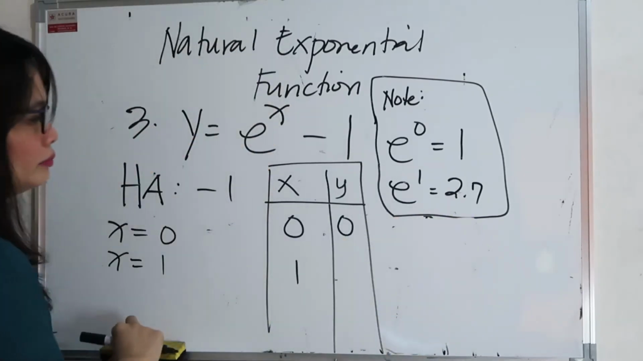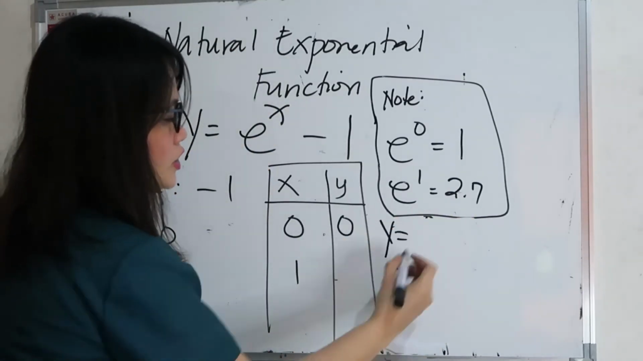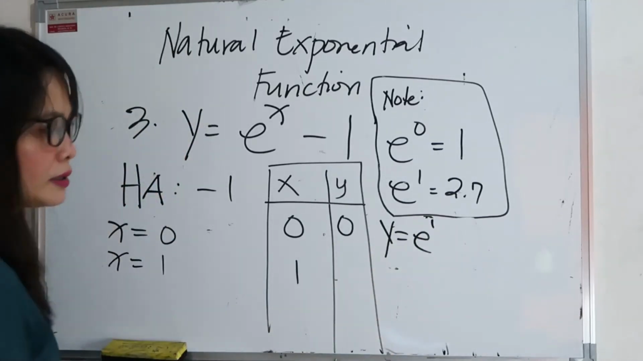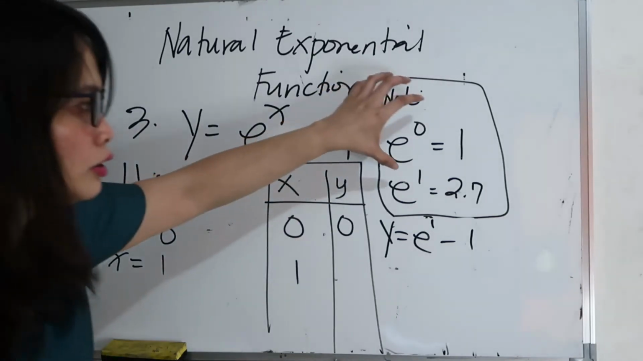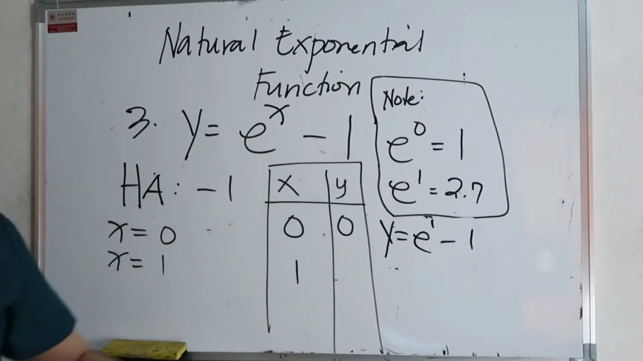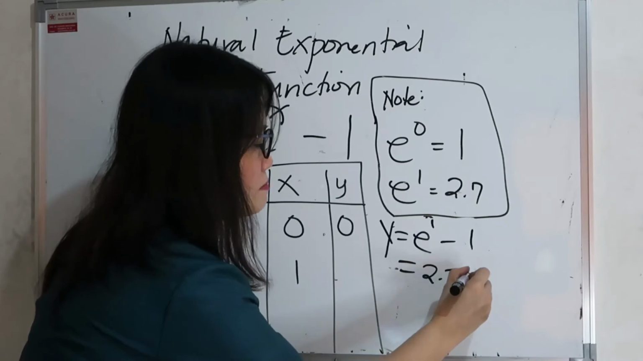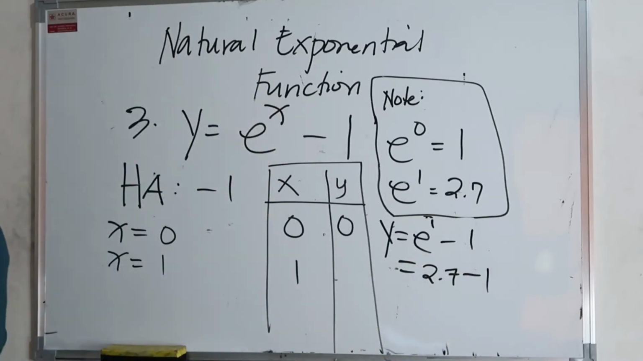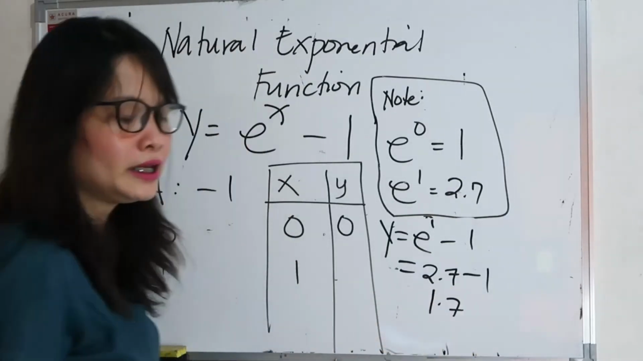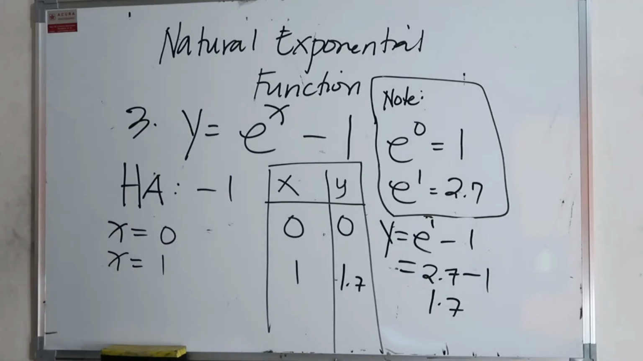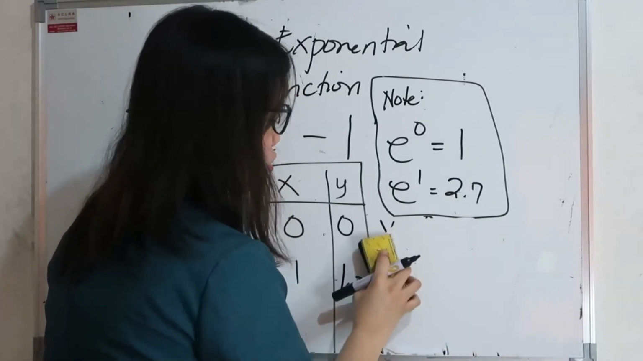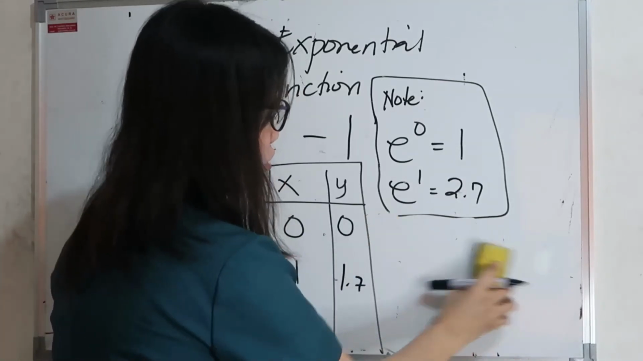Next, if x is 1, you substitute. So you have y equals e raised to 1 minus 1. But what is e raised to 1? Take note of this. e raised to 1 is 2.7, minus 1. What is 2.7 minus 1? That will be 1.7. Then after we come up with the x and y values, you can now plot them. Same procedure as in exponential functions.